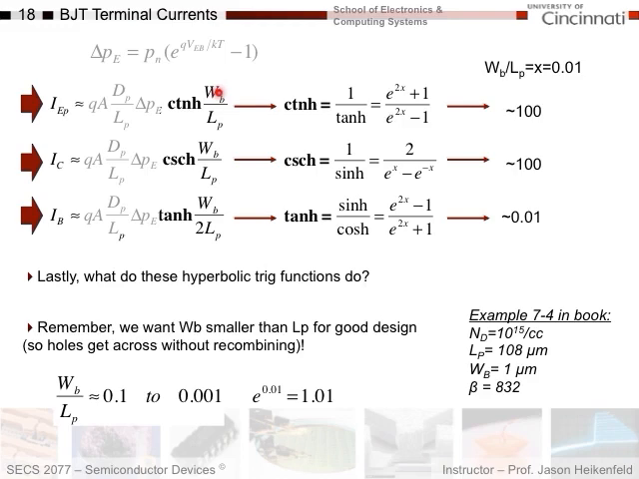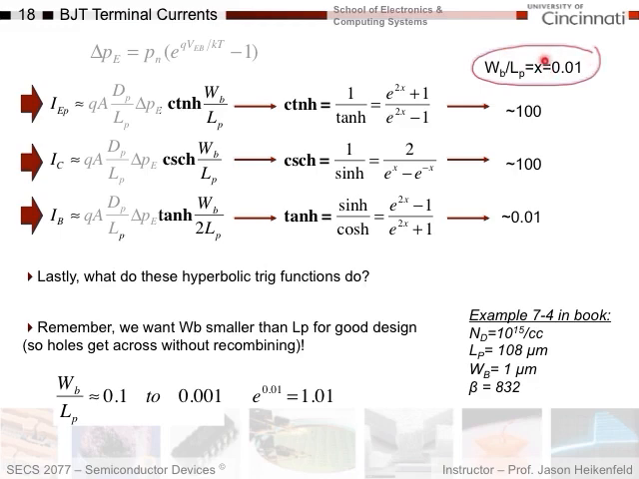Let's assume that I have a BJT where my base width divided by my diffusion length, WB over LP, is 0.01. And that's a reasonable number, because if you think about it, if I want a BJT, I want a very narrow base width, so I want this term to be small, and I want the holes to get across without recombining in the base, so I want a long diffusion length for the holes. I want this to be large. If this is small and this is large, then their ratio should be small as well.